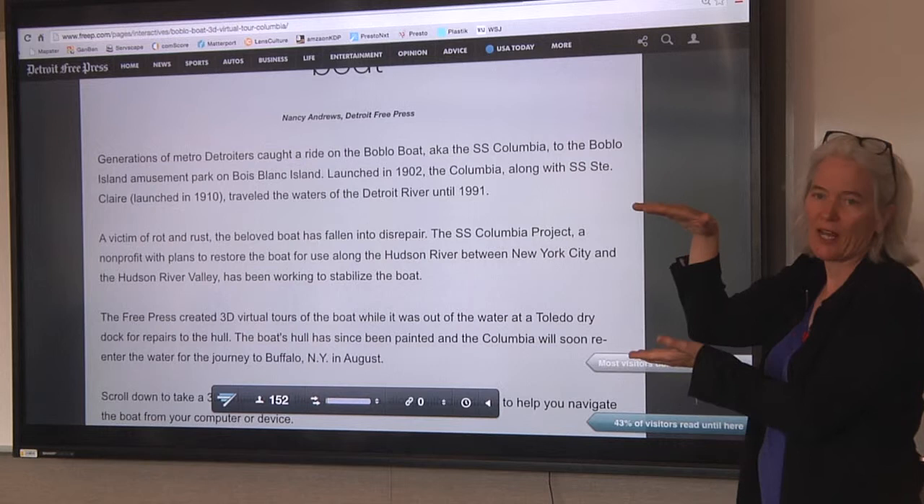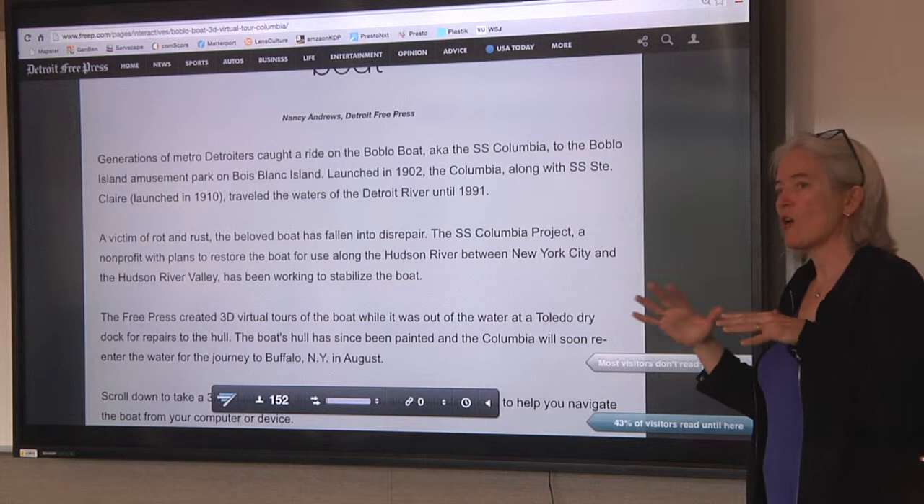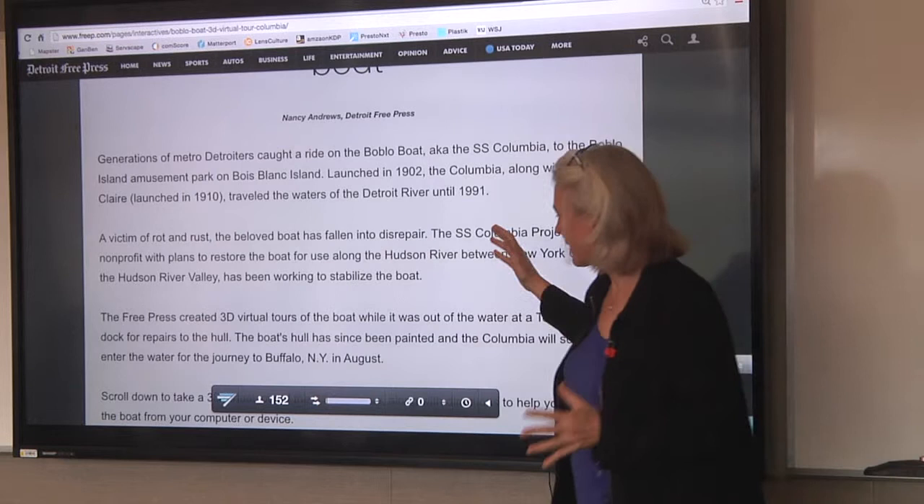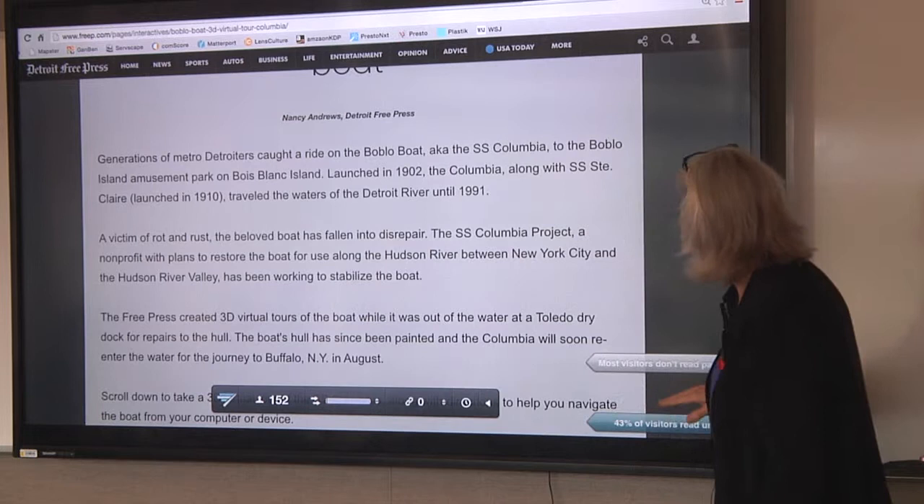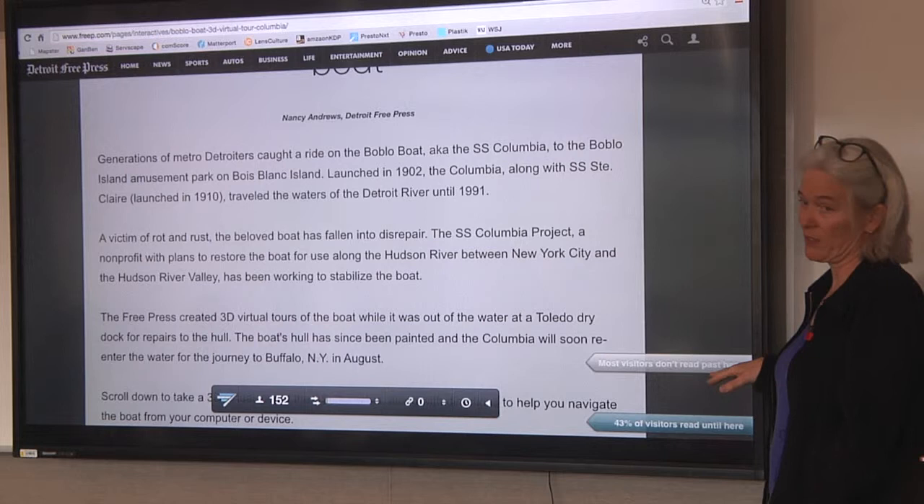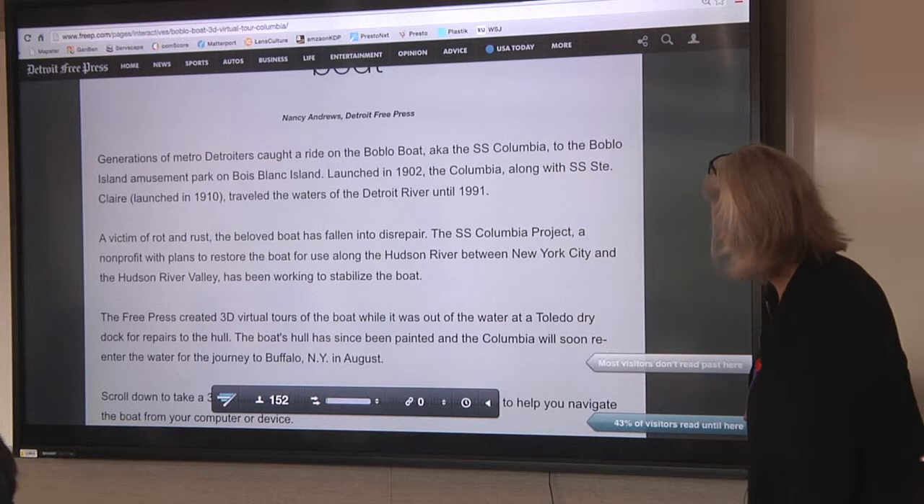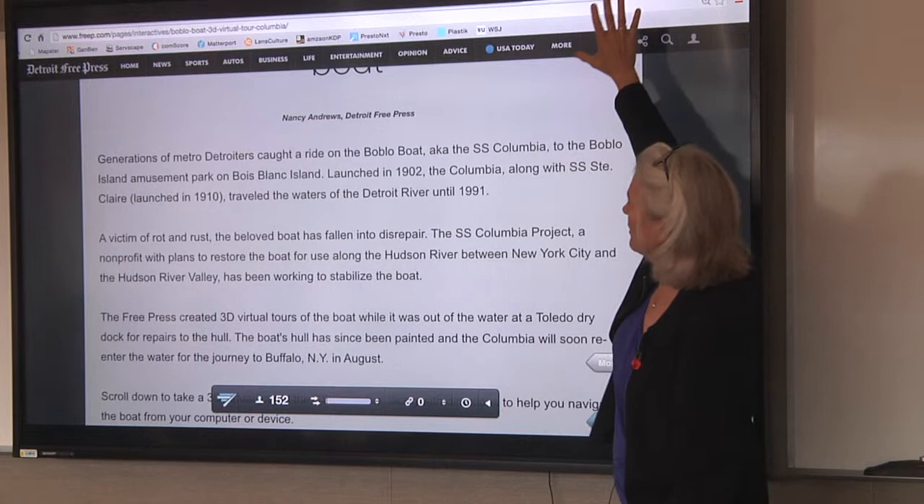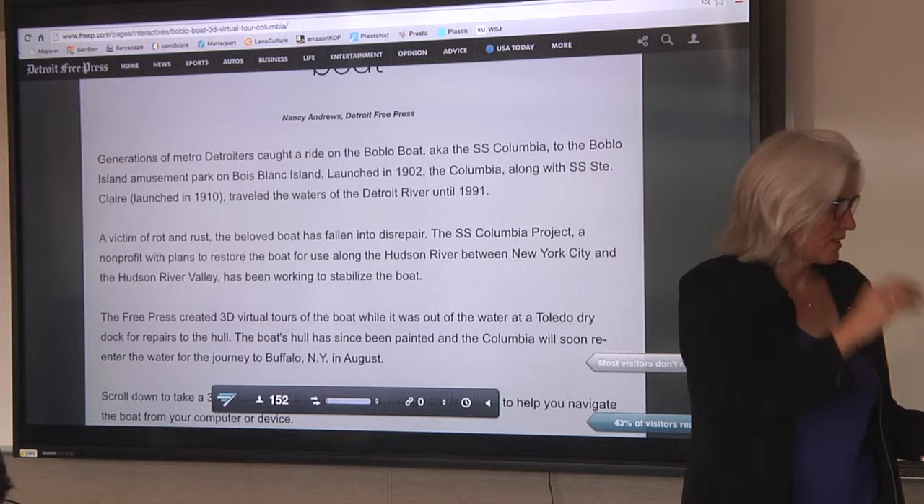And they are using, not over time, but of the people on the page right now. So in this case, there are 152 people on this page, and most visitors didn't read past here. Now, I like to think of it in a more positive light and say most visitors read until here. But it's important to know that only this many did, because the model is up top, and I'll go and show you that.